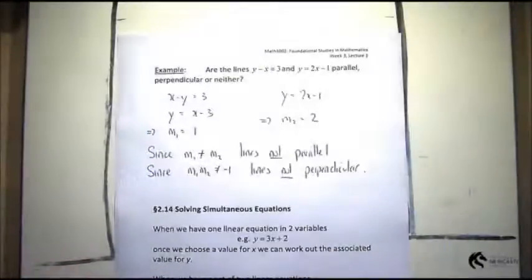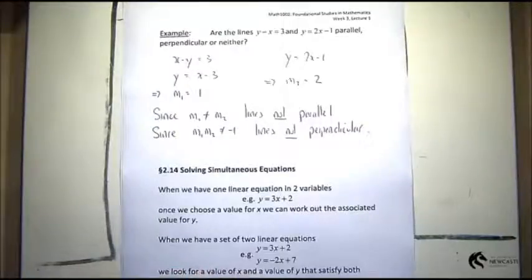Okay, so up until now, we've just been looking at just one equation. If I go right back, so this equation here, I said to you, was an equation in two variables, x and y, and it's a linear equation because it's x to the power 1, y to the power 1. So this is a linear equation in two variables.